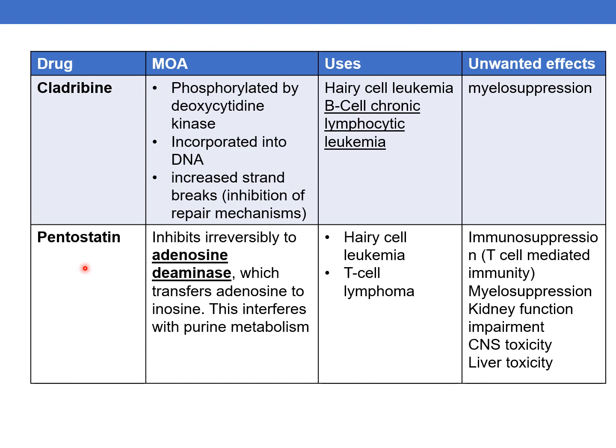The next drug is pentostatin. Don't get confused with the name. The drug is pentostatin. It binds irreversibly to adenosine deaminase, which converts adenosine to inosine, thus interferes with the purine metabolism. Uses are hairy cell leukemia and T cell lymphoma. Unwanted effects are immunosuppression, T cell mediated immunity especially, and myelosuppression, kidney function impairment, CNS toxicity and liver toxicity.